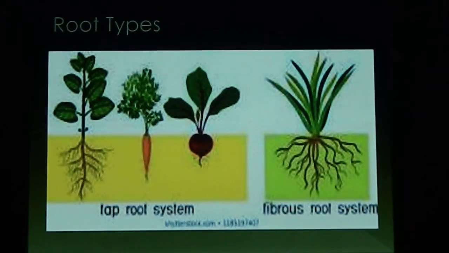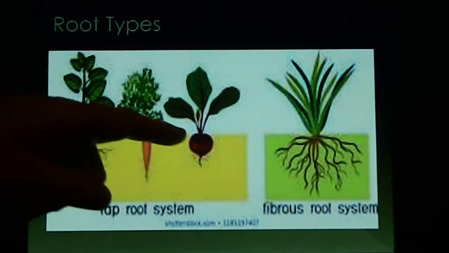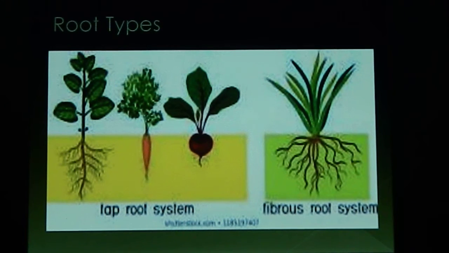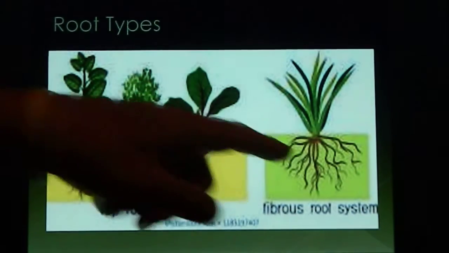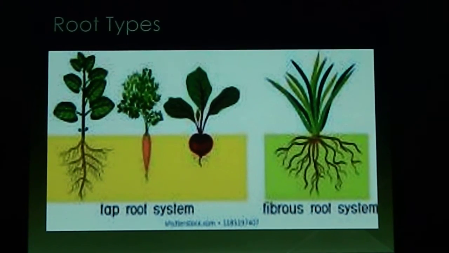So here are some examples of taproot systems. There's a tree, that's a poplar, and you can see it has a deep taproot system. Carrots, beets, or radishes are another type of taproot system. And then you have this fibrous root system over here from the grass.